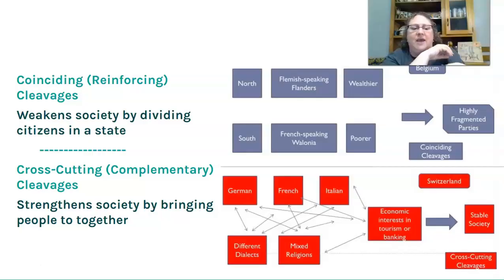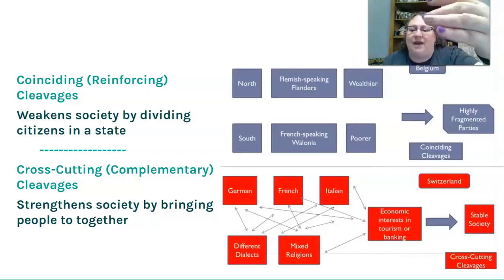The same thing happens in the South, where you've got Wallonia, the French, who are in the South, the poorer area. We call this coinciding cleavages because all these cleavages keep them in the same group, we're all grouped together. And all that does is weaken a society because it further divides them, because they're less likely to come together. Okay. So maybe the North was wealthy, but they also had a lot of French speakers.